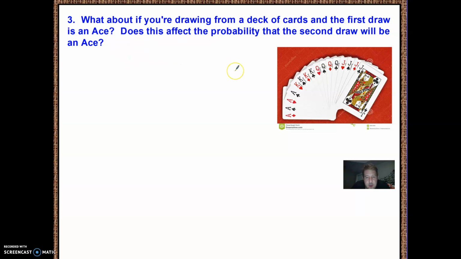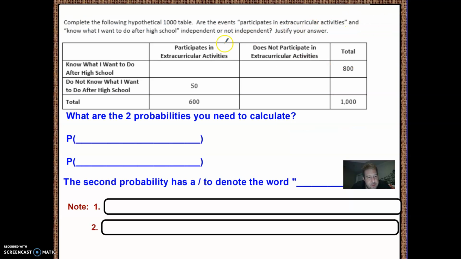Well, it depends upon whether or not you put the first card back after drawing it. So if you don't put the ace back, then this ace is gone and you only have 3 aces left. Obviously, you're going to have a less chance of pulling that ace because there's less of them.